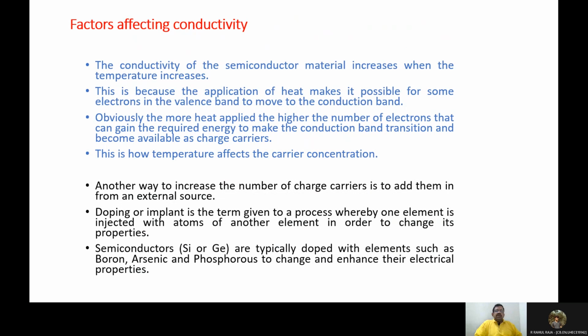Doping happens by a process called ion implantation. That is actually part of the device course, not within the scope of the syllabus. There is a third year elective which is offered in the department. If you are interested to know more about semiconductors, opt for that course. Semiconductors are typically doped with elements such as boron, arsenic, phosphorus to enhance their electrical properties.